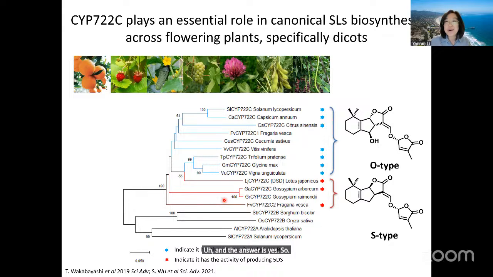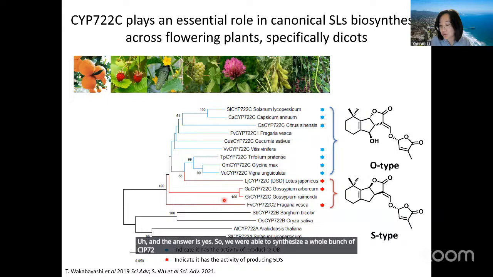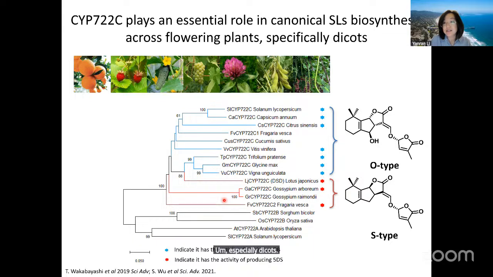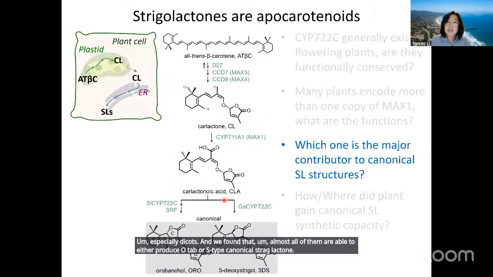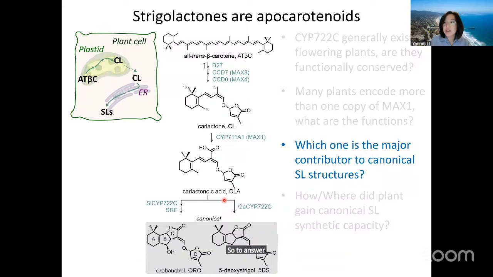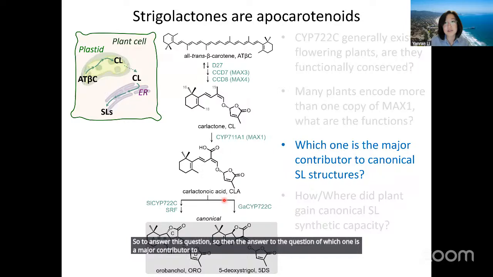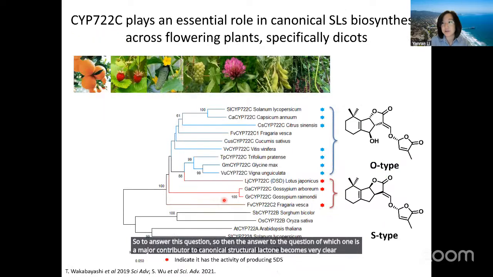So we were able to synthesize a whole bunch of CYP722C encoded by all kinds of different plants, especially dicots. And we found that almost all of them are able to produce either O-type or S-type canonical strigolactone. So the answer to the question of which one is a major contributor to canonical strigolactone becomes very clear. It is CYP722C.